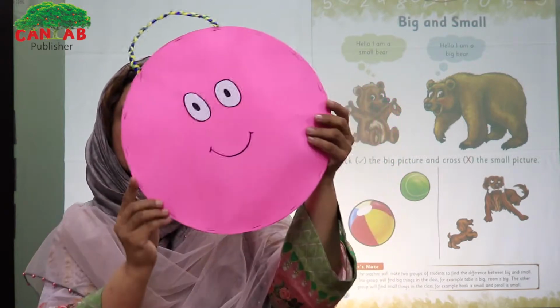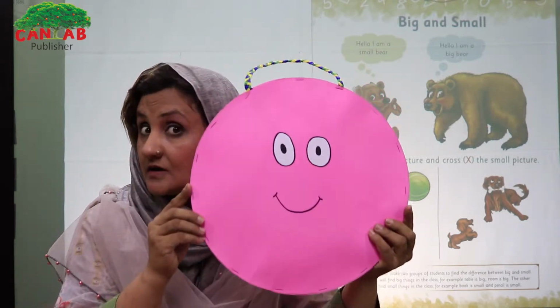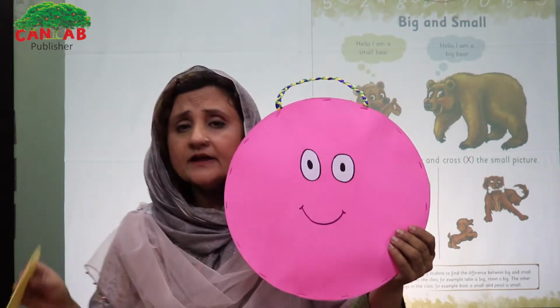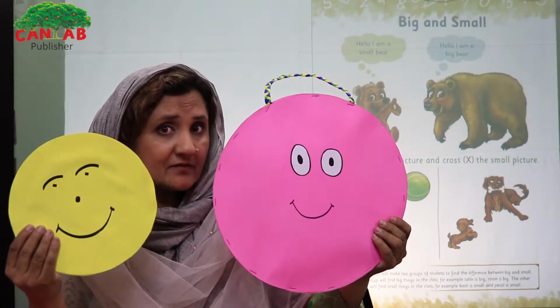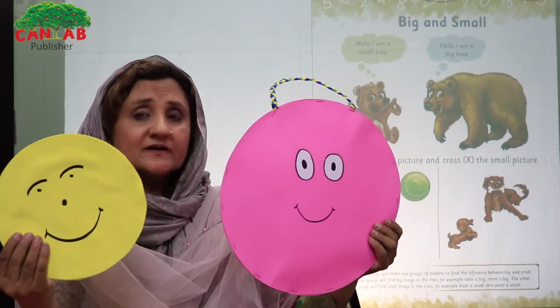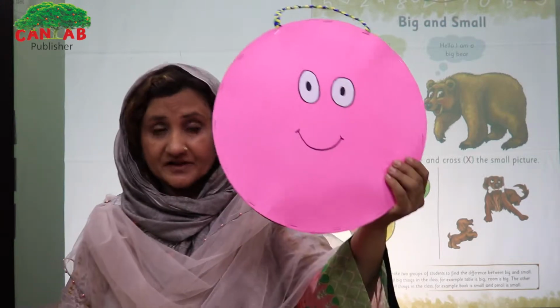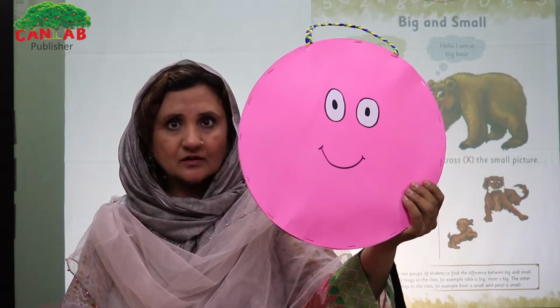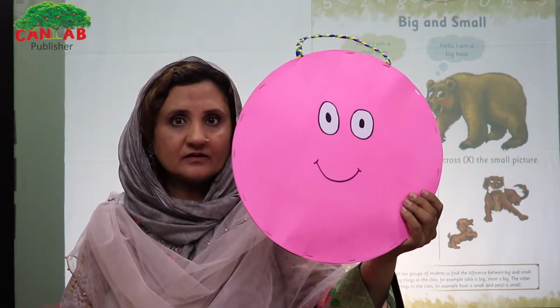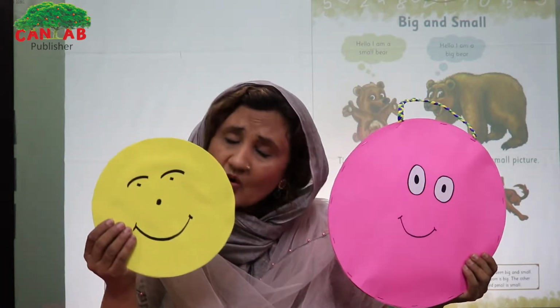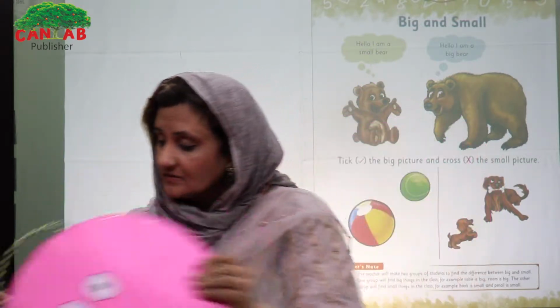Hello. I am a big circle. Hello. I am a small circle. A big circle. A small circle. Okay.